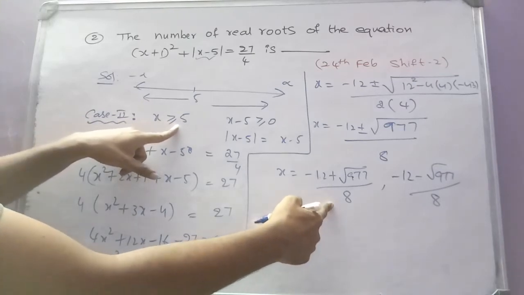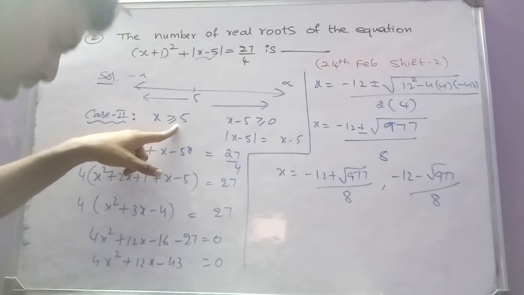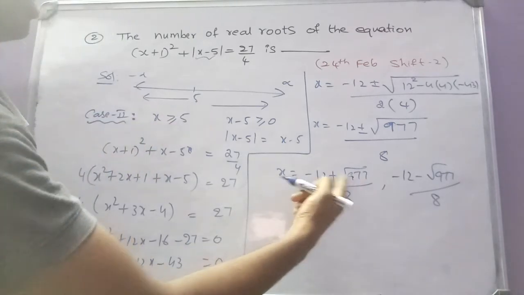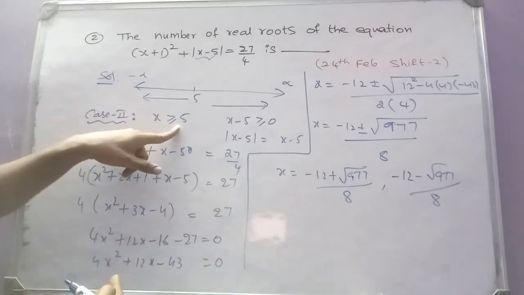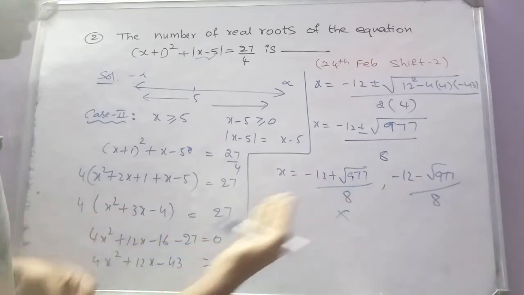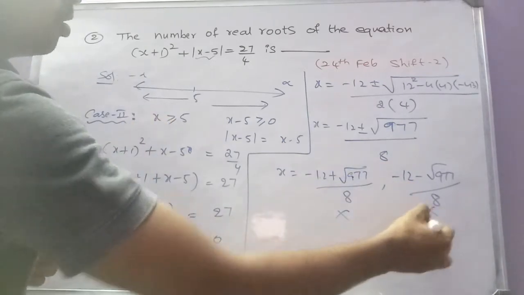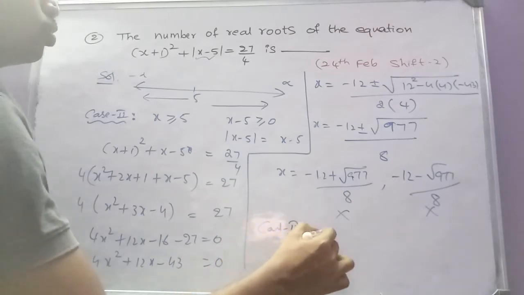This value is approximately how much? 19 by 8. Right. Wait a second, is it 19 by 8? Approximately 31, 31 minus 12. So certainly 19 by 8 only, which is not actually greater than 5. So therefore the solution is not accepted. And clearly this is a negative number which cannot be greater than or equal to 5. So this solution is also not accepted. So from case 2, I have no solution.